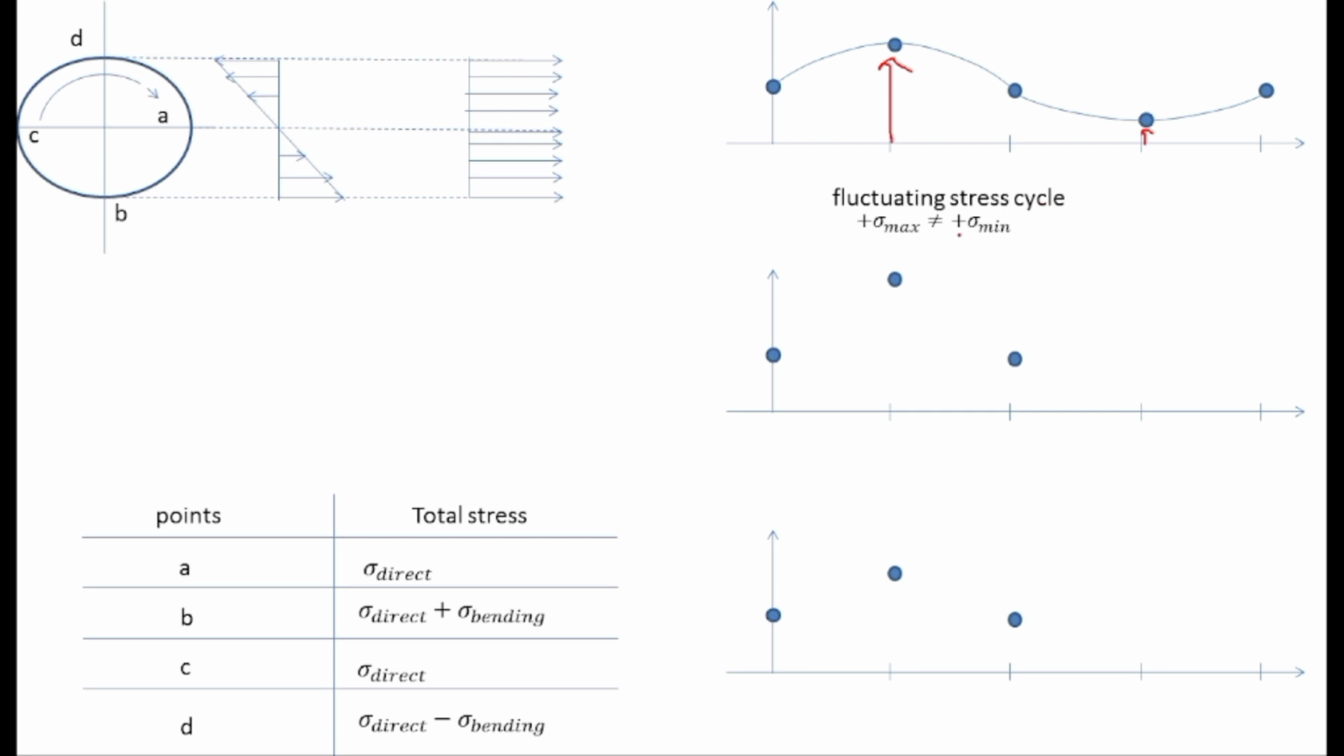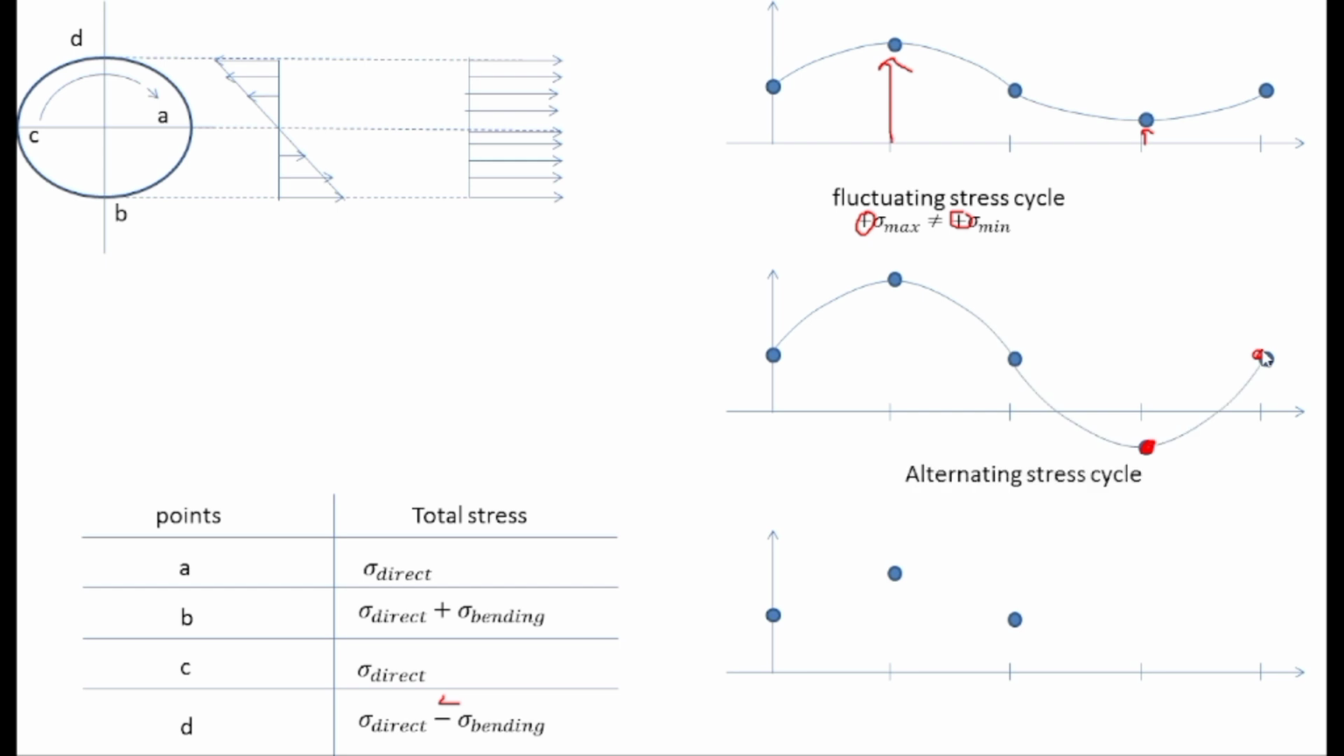They are not equal to each other and the signs are the same, both are in positive direction. Now as I told you, for the case when direct stress is less than the bending stress, you will get total stress in negative direction. So this is the point, and again at point A it will be equal to direct stress.